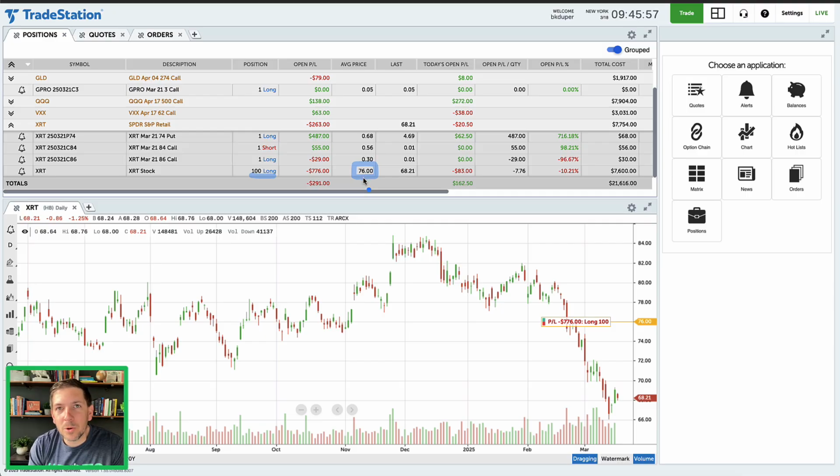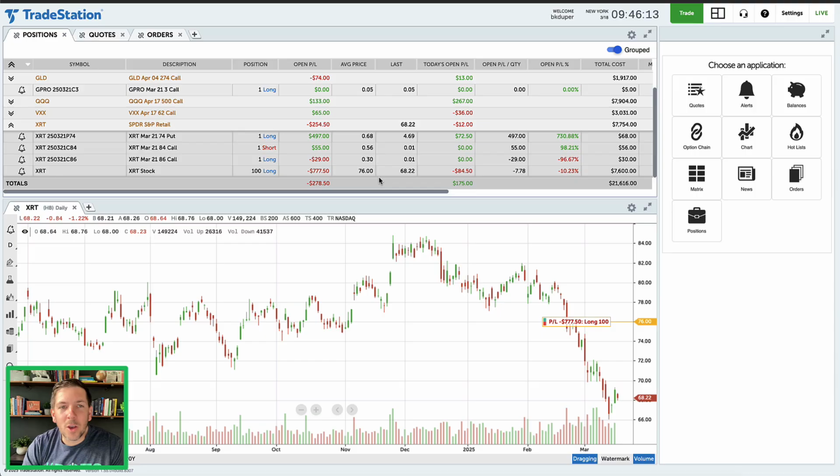Remember, with a short put option, you're going to be assigned and forced to buy stock at the strike price of that short put option. In this case, we have bought stock at $76. So that means our 76 short put is going to be the one that was assigned.